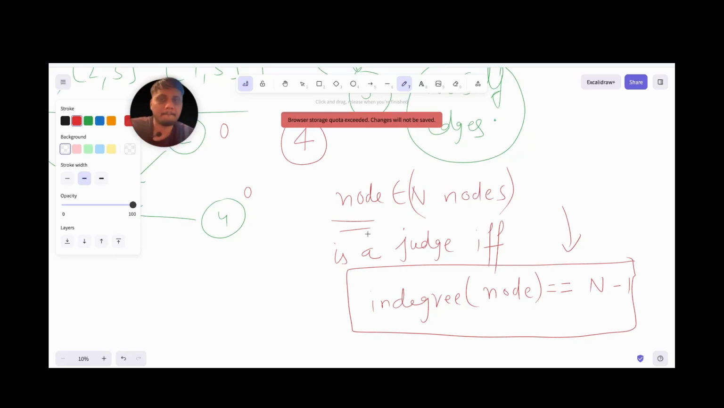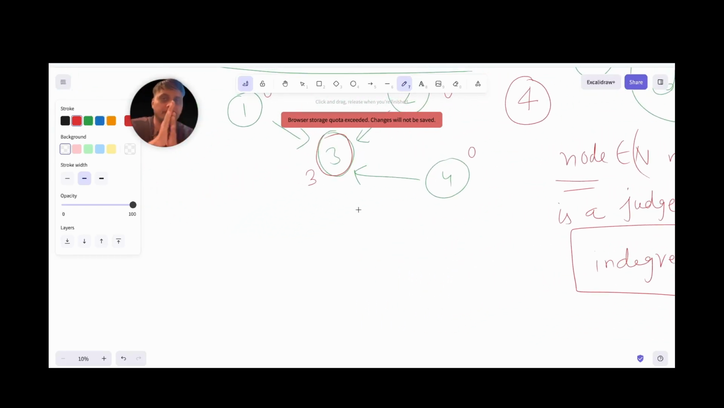Cool है. Any other doubts? This condition must be satisfied, and we will call it a town judge.